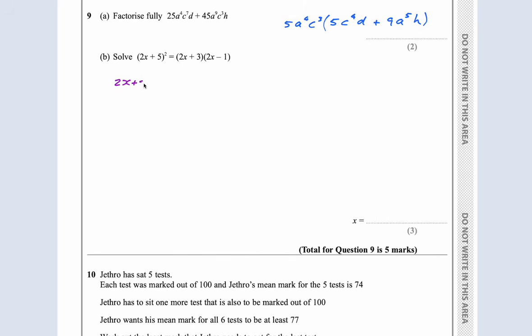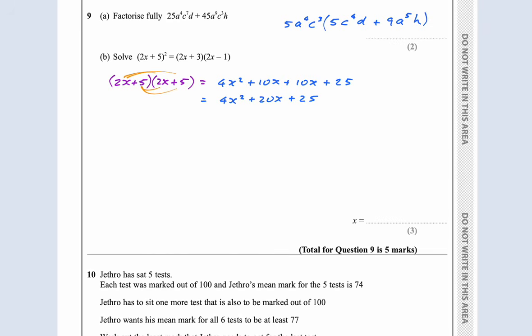2x plus 5 squared is the same as 2x plus 5 plus 2x plus 5. Now you have to do this method: first times first, first times second, second times first, second times second, giving me 4x squared plus 10x plus 10x plus 25, or simplified to 4x squared plus 20x plus 25.